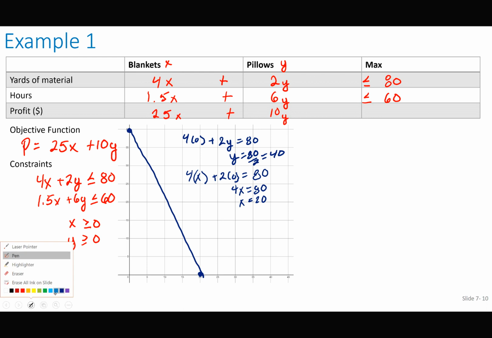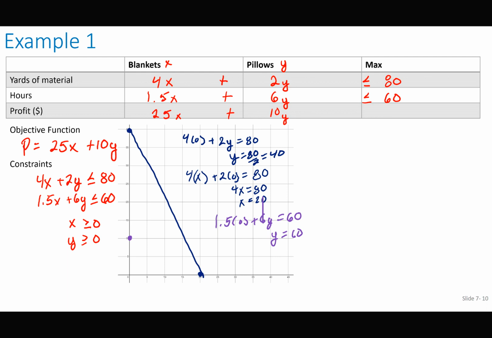Now for my second one, I would have 1.5 times 0 plus 6y equals 60. So therefore, y would be 10. I'm going to go here at 10. And the other one, 1.5x plus 6 times 0 equals 60, so 1.5x equals 60. If I did the division on that, I would end up with 40. So this one's going to cross way out here at 40. So I'll have a line. It's not very straight, but it's going to look like that.